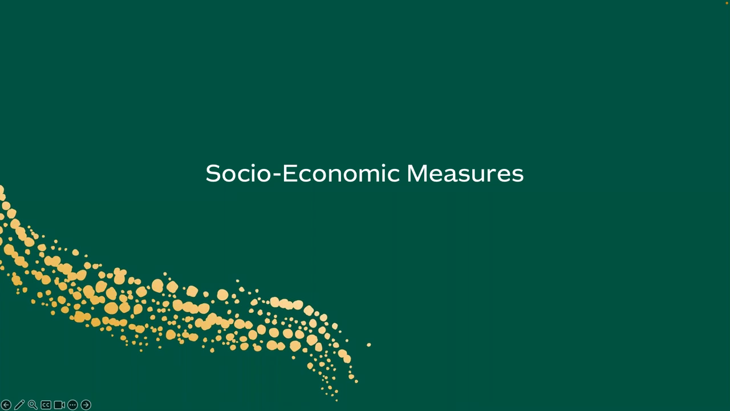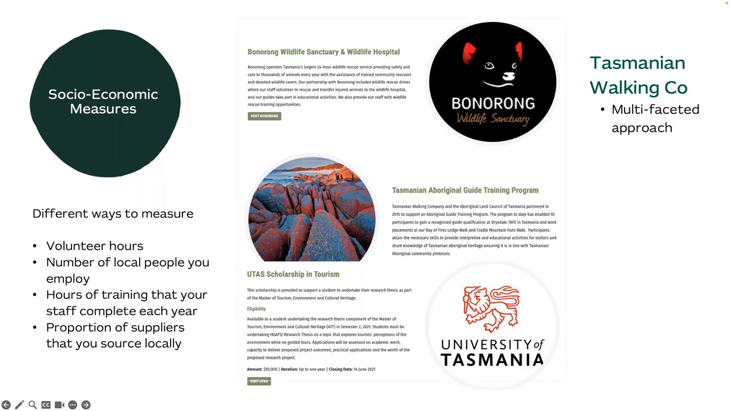Another area to consider is the social and economic factors that are important to your business. As a starting point, these could include the number of volunteer hours that your staff or you have given to local clubs and charities, the number of local people you employ, the hours of training that your staff complete each year, and the proportion of supplies that you source locally. The measures of social impact template is in appendix two in the toolkit, and has a selection of measures to get you started.